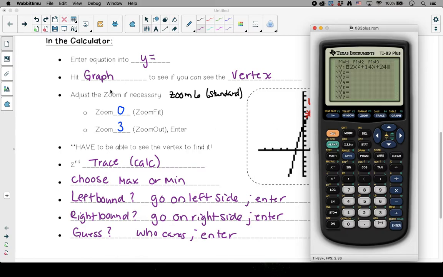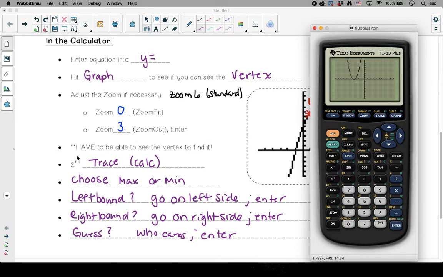I'm going to hit the graph button right here. We're going to see if I can see my vertex. So here would be the vertex. We can see it perfectly fine. This right now is in a standard window because I have 10 on the left, 10 on the right, 10 up, and 10 down. I do not have to press zoom 0 or zoom 3 because I can see my vertex.